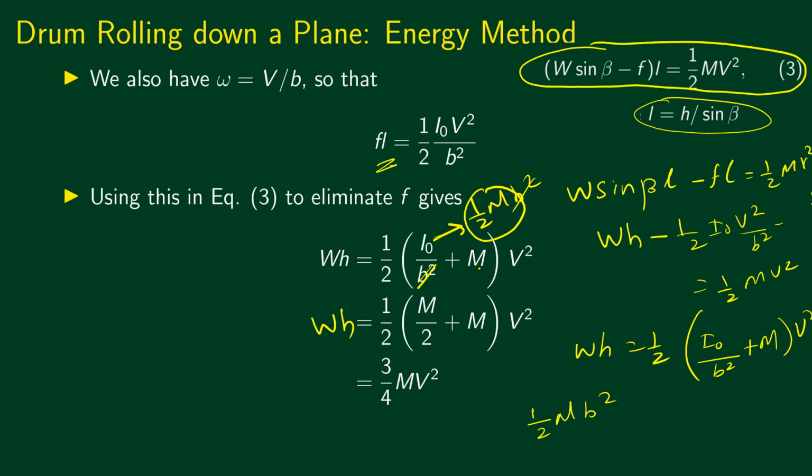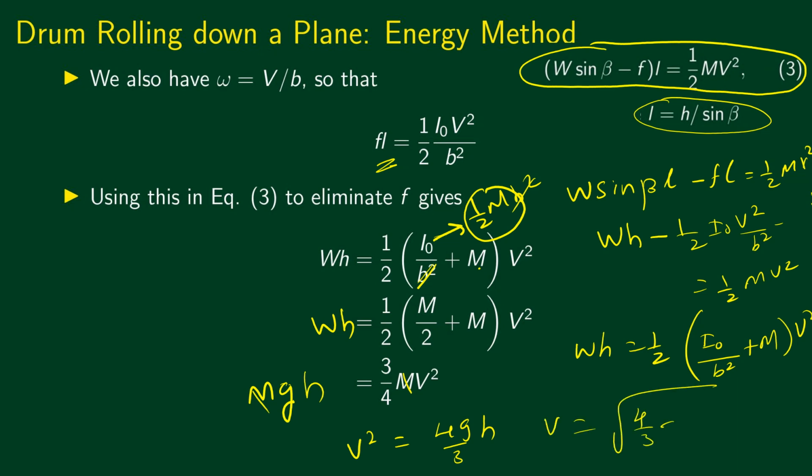Okay, now what is W? W is actually mg. That's the weight, the force due to gravity. So you get mgh is equal to 3 by 4 mv square. m and m cancel. So you get gh is equal to 3 by 4 v square, or you get v square is equal to 4 by 3 gh. Okay, v square is equal to 4 by 3 gh. All right. So v is equal to square root of 4 by 3 gh.